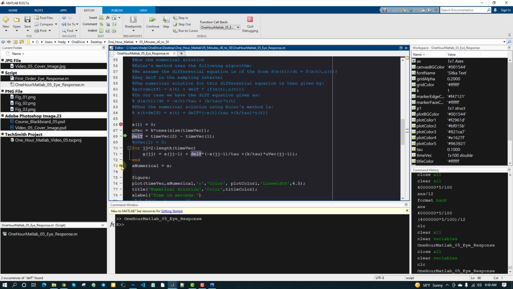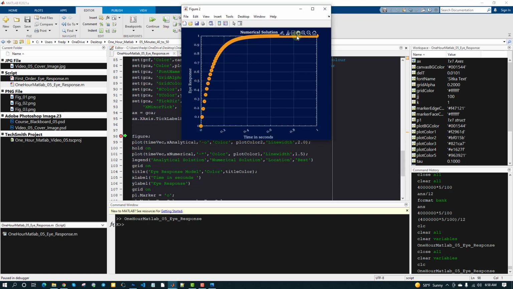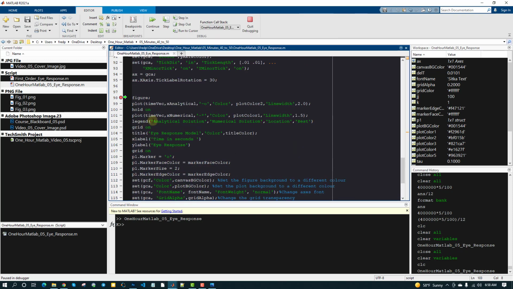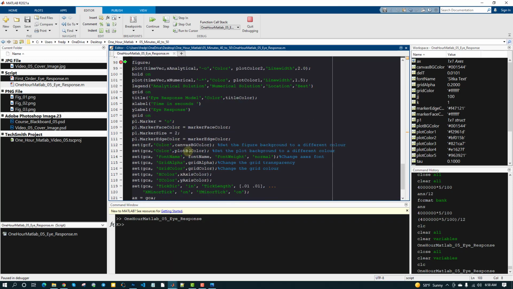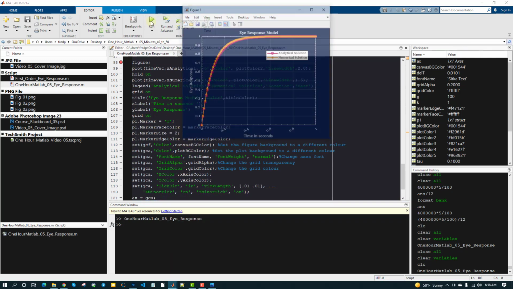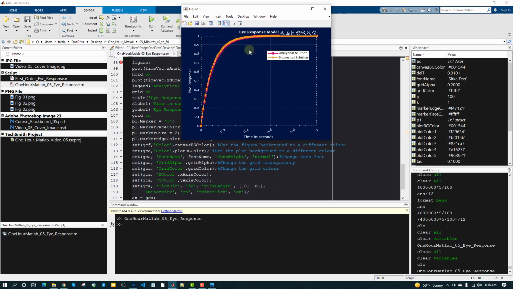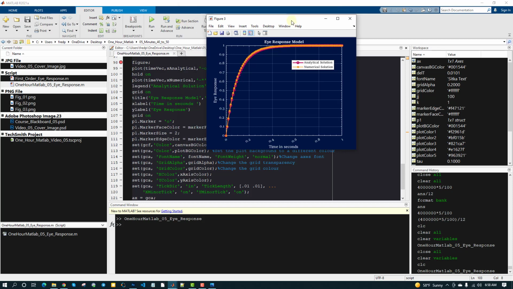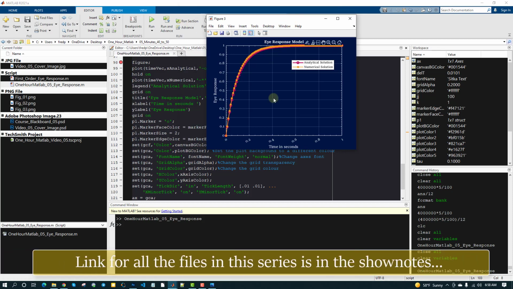Let me put a breakpoint here. So this is the numerical solution. And in this part, we are comparing the analytical solution and the numerical solution, and we find that the numerical solution is the same as the analytical solution. So this is how you solve a differential equation numerically in Matlab.